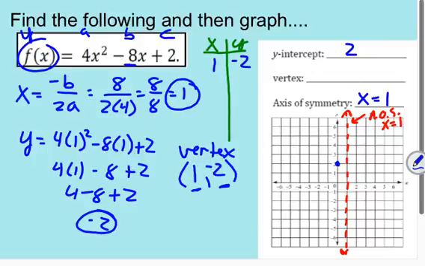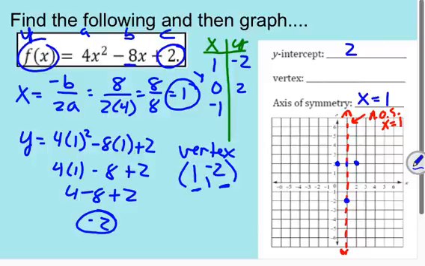So first point, (1, -2). Work your way to 0. I usually want to graph at least 3 points. I'll probably plug in -1, 2 also. So (1, -2) is this point right here. I know when I plug in 0, that's my y-intercept, and that's 2. So I can flip that point over the axis of symmetry. It's 1 unit away here, so I go 1 unit past it.